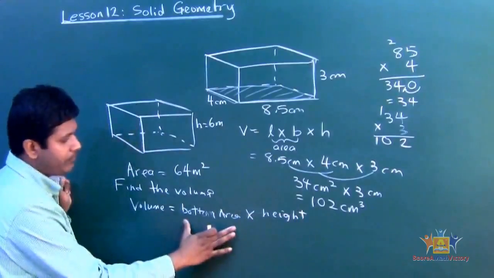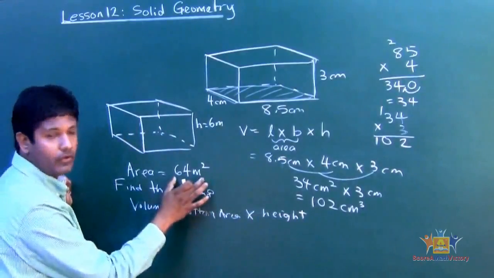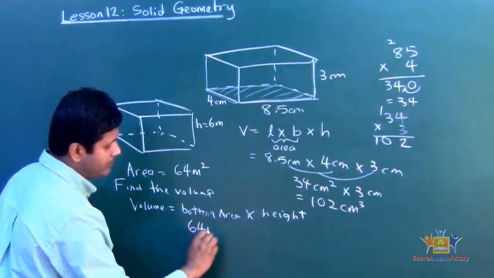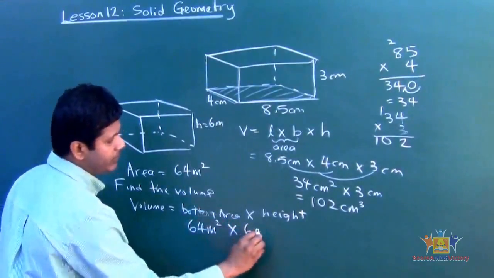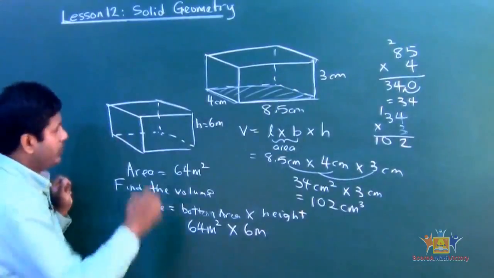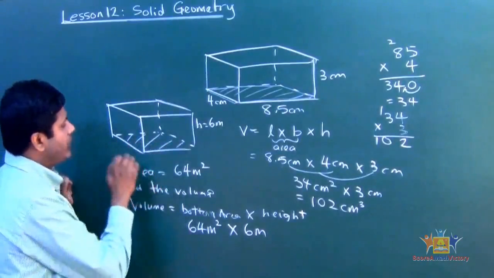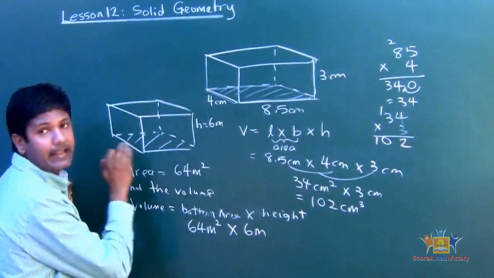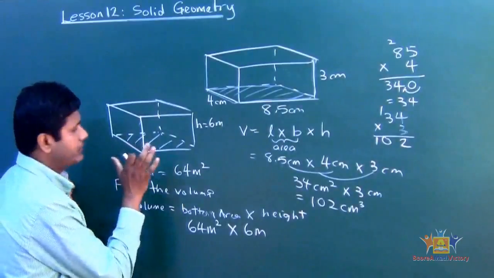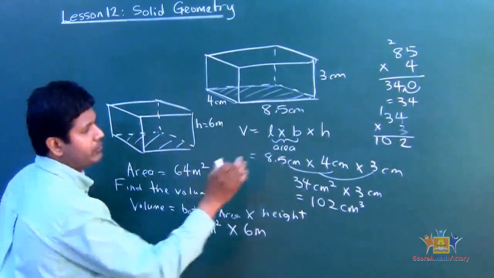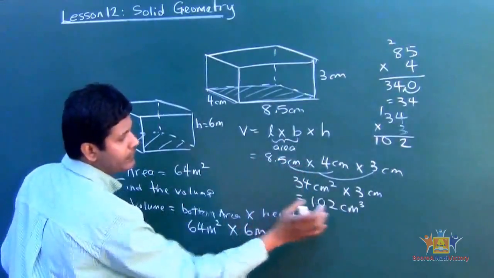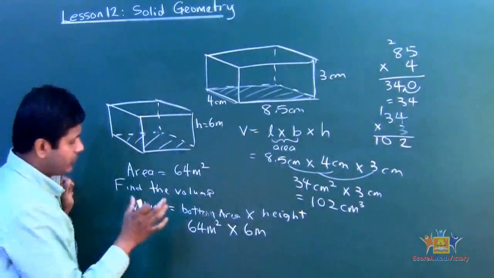Okay, and you know that bottom area is what? 64. So you're given 64 meter squared, and you're multiplying the height with 6 meter. See that? So you're given this. So you don't have to know the length and the breadth, because I already gave you in the form of area. So that way you don't have to times it out like this and get the area first and then times it with the height. So it's already given, okay?